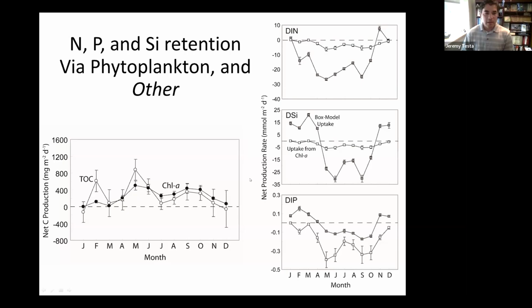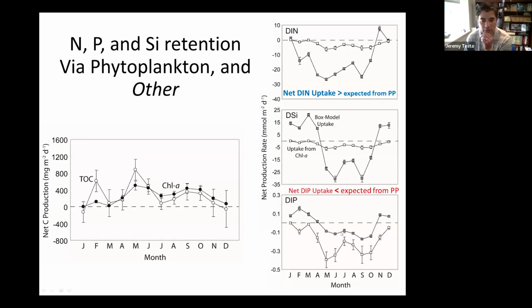And so the next thing I did is I had the same net production rates for dissolved inorganic nitrogen, dissolved silica, and dissolved inorganic phosphorus. And so on these graphs, you can see that there's these white squares, which are the expected consumption if you just assume Redfield stoichiometry. And then the black squares are what the box model calculation produces. And so here you see the net total uptake is way more than you'd expect from phytoplankton. So it's consistent with the idea that maybe these marshes are the source of that N loss.